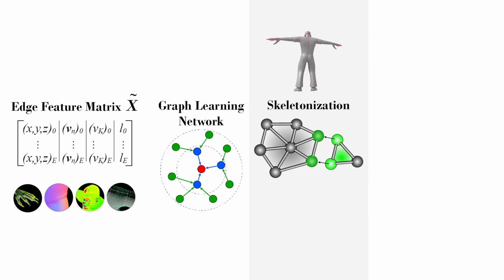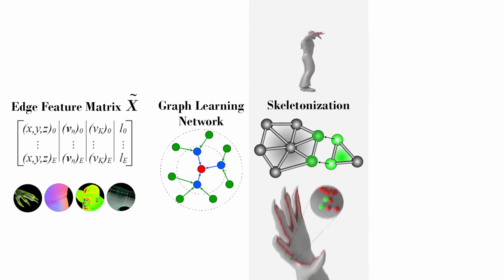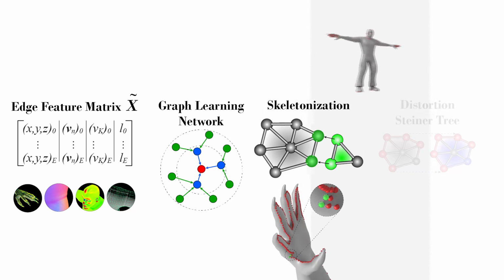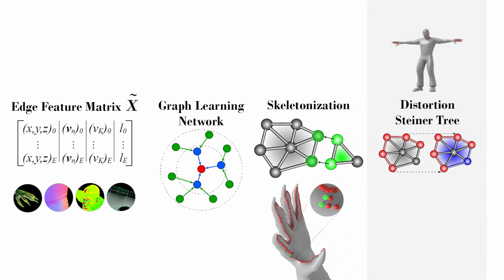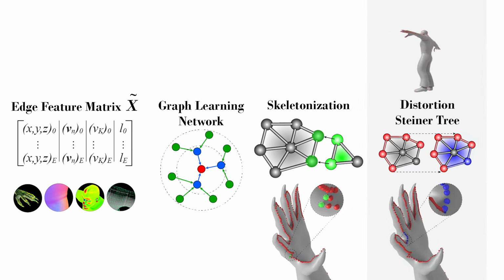The predicted seam outputs are then curated using two post-processing steps. The first one, skeletonization, is used to reduce the number of small shells in UV space. The second post-processing step is performed using a distortion Steiner tree. The distortion Steiner tree allows us to find and add missing seams, reducing distortion for each shell.